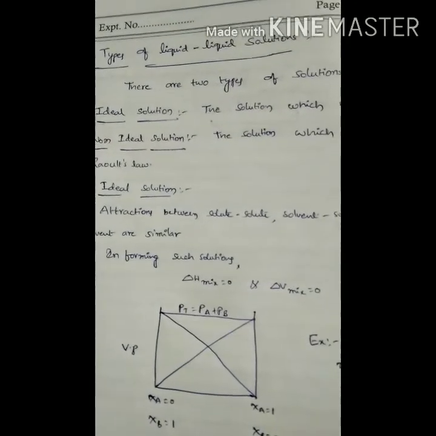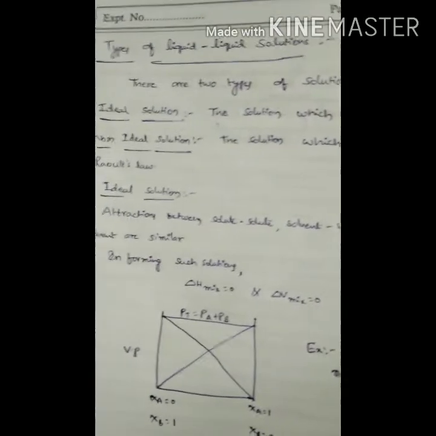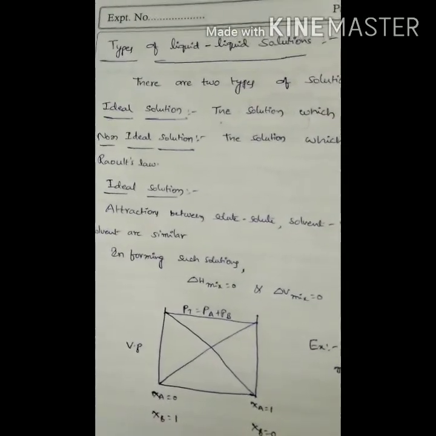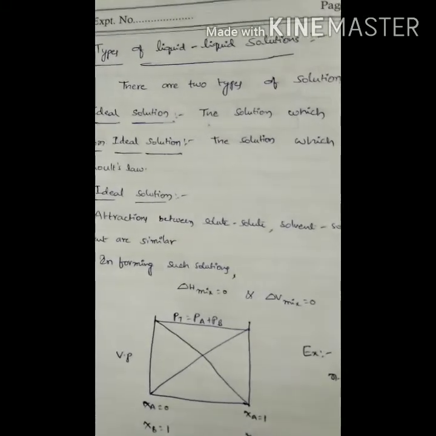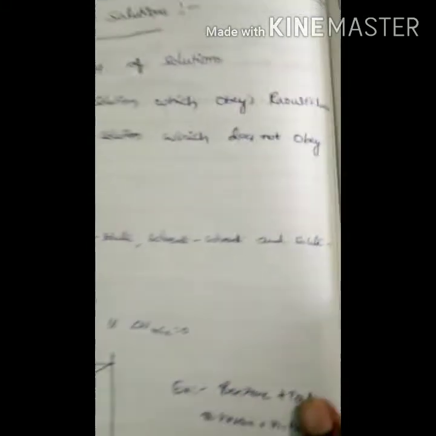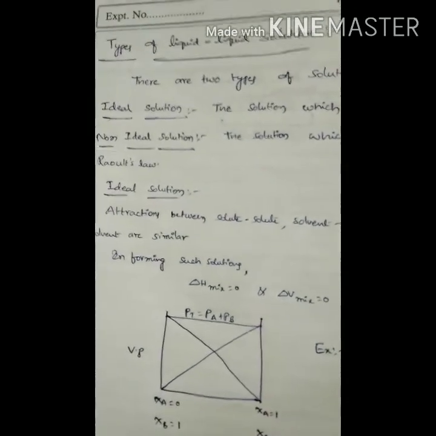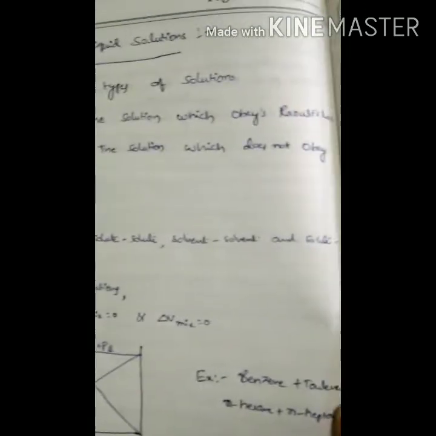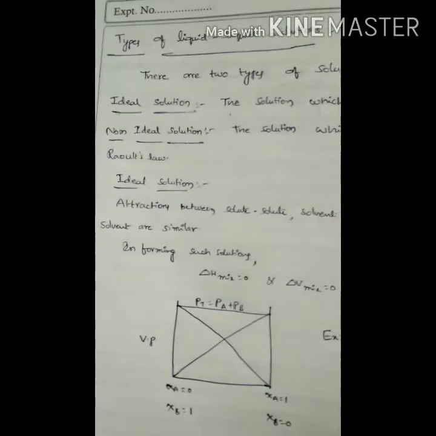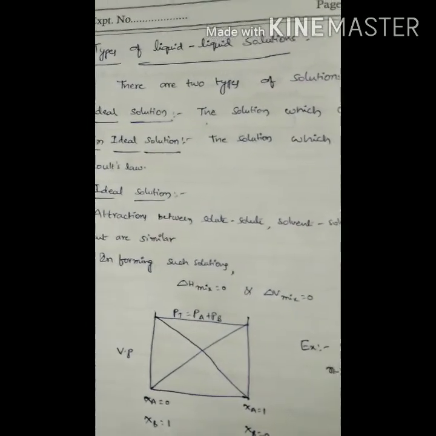Types of liquid solutions. There are two types of liquid solutions. One is ideal solution and another one is non-ideal solution. Ideal solution means the solution which obeys Raoult's law is called ideal solution. The solution which does not obey Raoult's law is called non-ideal solution.